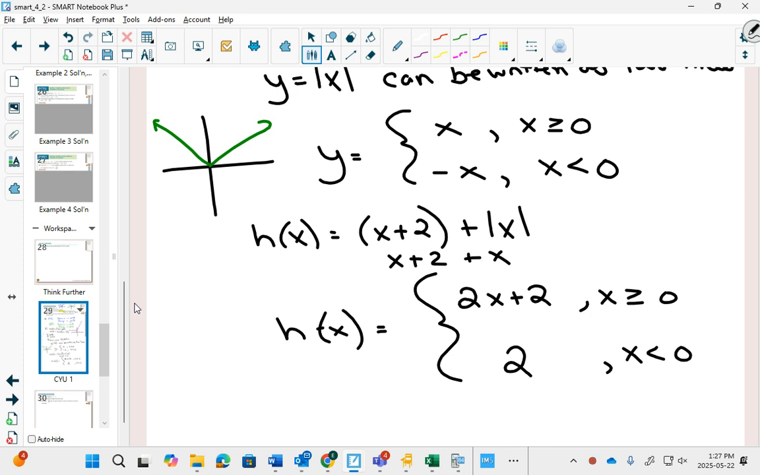Okay. But in the second one, if x is a negative number, one way that I can make it positive is put a negative in front of it. And then that x and that x are going to cancel out, just giving me 2.